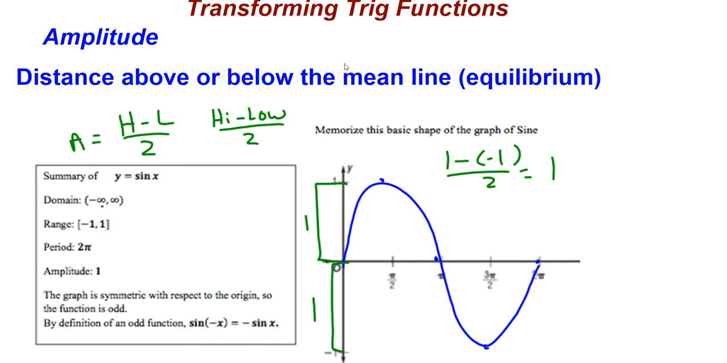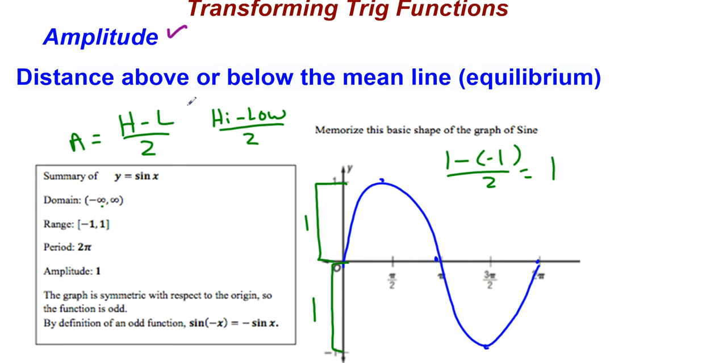So what we have going on is we're going to look at transforming trig functions. I want to revisit amplitude. Amplitude is huge. So amplitude is basically the distance from our mean line, our equilibrium, to its peak, either its peak here or its peak down here.